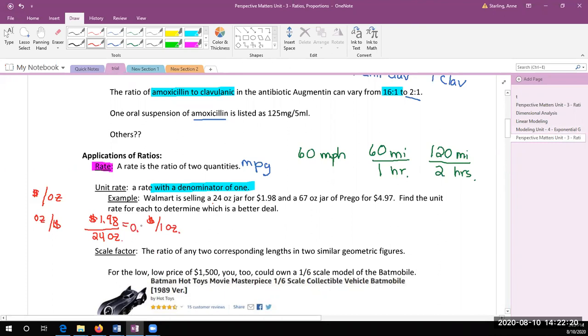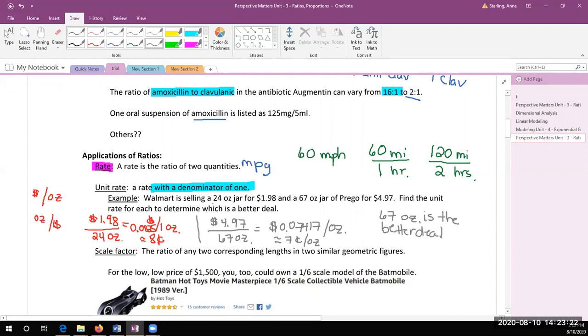This comes out to 0.0825, or approximately 8 cents for every ounce. Then I'm going to come over here and do it for this other one. Make sure the ratio stays the same for that unit rate, so I'm going to put money on top and ounces on the bottom, and divide. So 4.97 divided by 67 ounces, plug that in real quick. I'm getting 0.07417 per ounce, or approximately 7 cents an ounce. So in that case, the 67 ounce is the better deal per ounce, because it is a little bit cheaper.